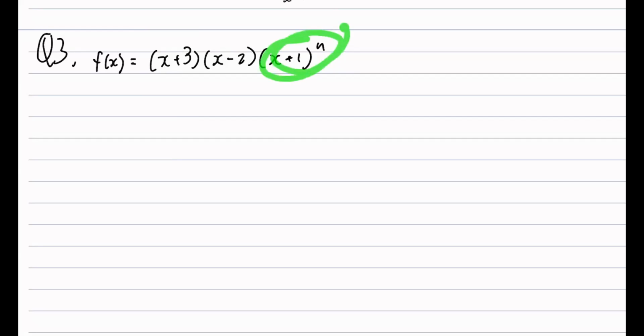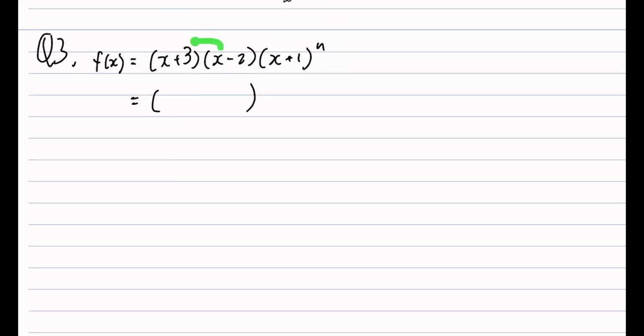So in the expansion of the expression x plus 3 times x minus 2, this question is difficult, times x plus 1 to the power of n. Suppose the coefficient of the quadratic term is 2. You want to find the value of n. How? So here's the strategy. When they say expansion of the expression, let's just call this f of x. They mean you need to expand the whole thing, not just the binomial power x plus 1 power n. So let's expand everything.